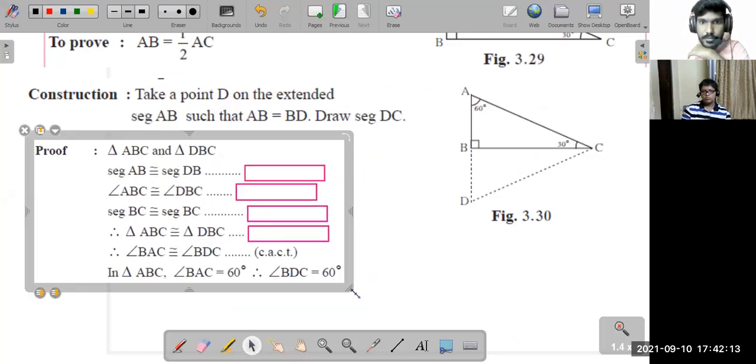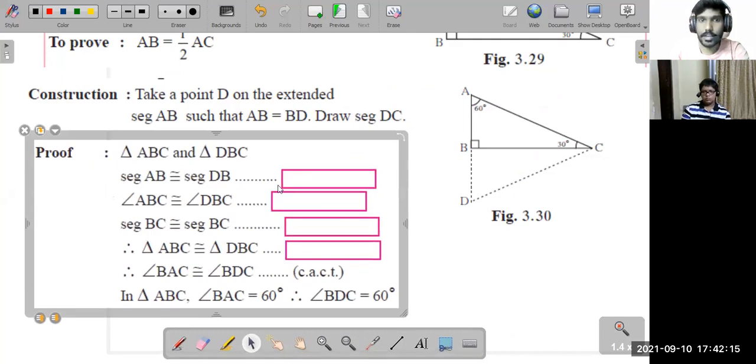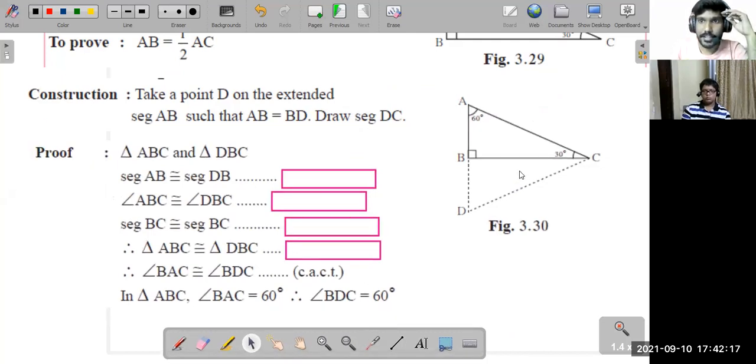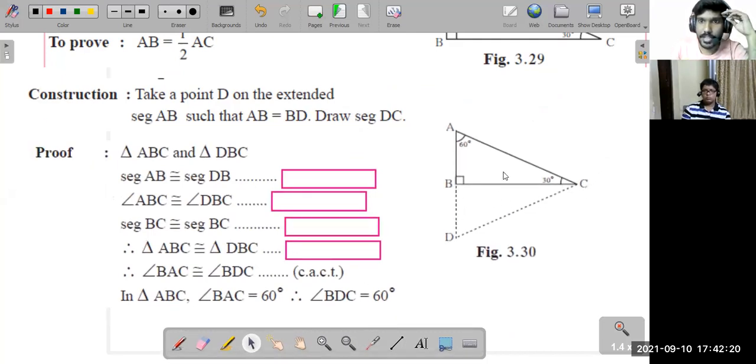Okay, now two triangles are formed. Triangle ABC, that is the upper one, and triangle DBC, that is the below one. Now, first thing, if you see, segment AB is congruent to segment DB. What will be the reason?